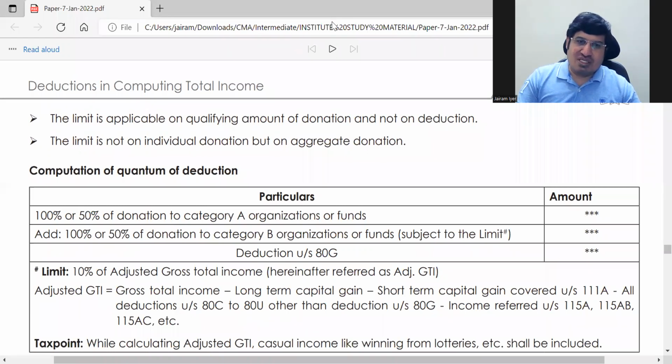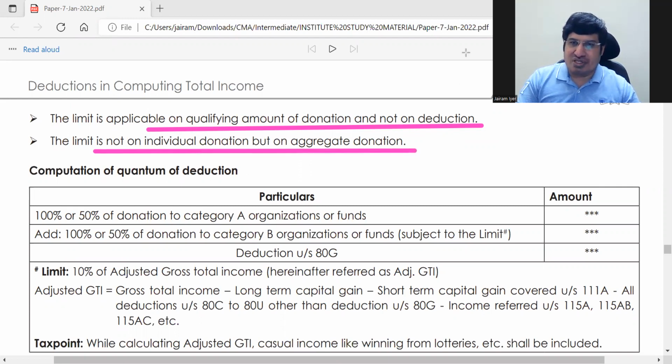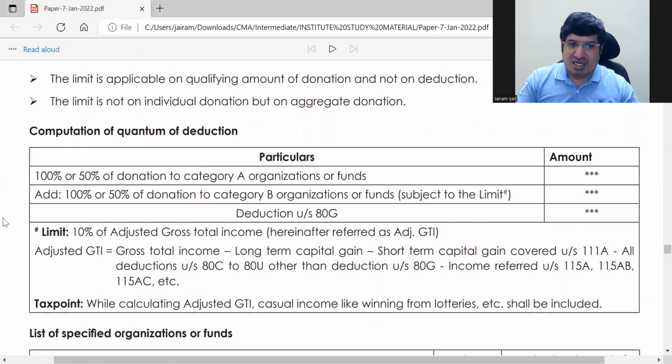Okay, so then the limit is applicable on the qualifying amount of donation and auto deduction. We'll see practically, only then you will understand. Okay, the limit is not on individual donation but on aggregate donation. Now next is the quantum of deduction. Okay, and we'll also see the limit.